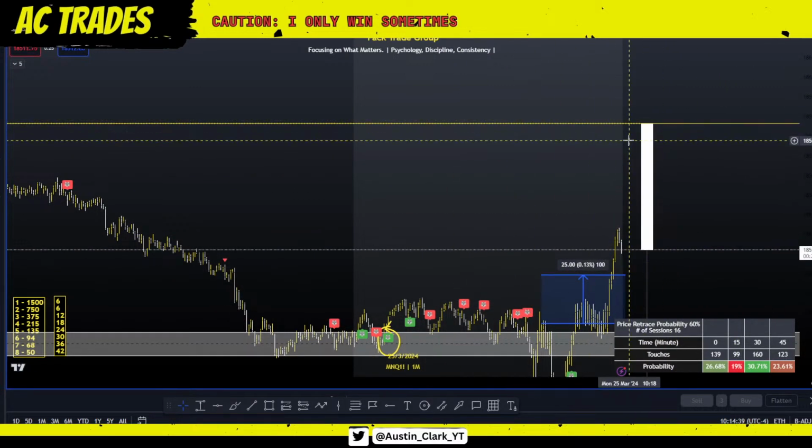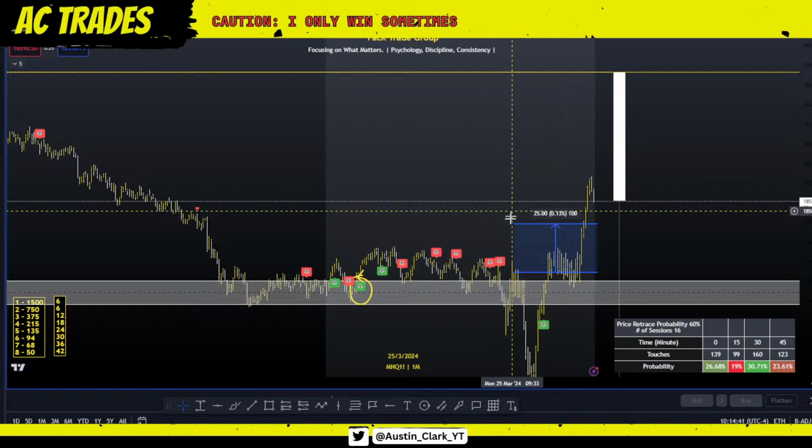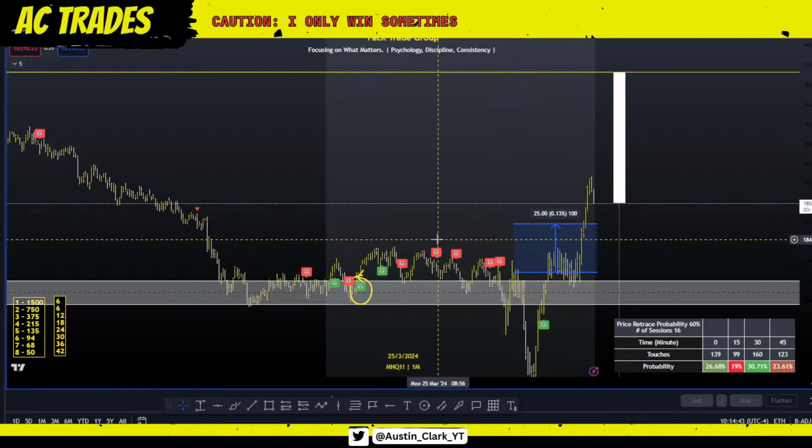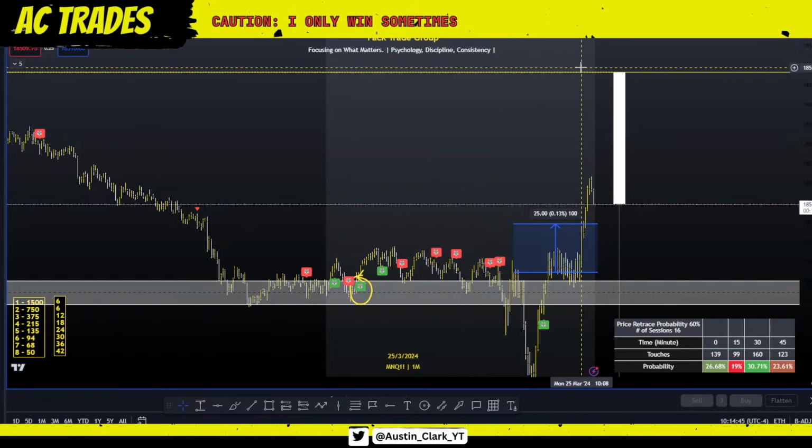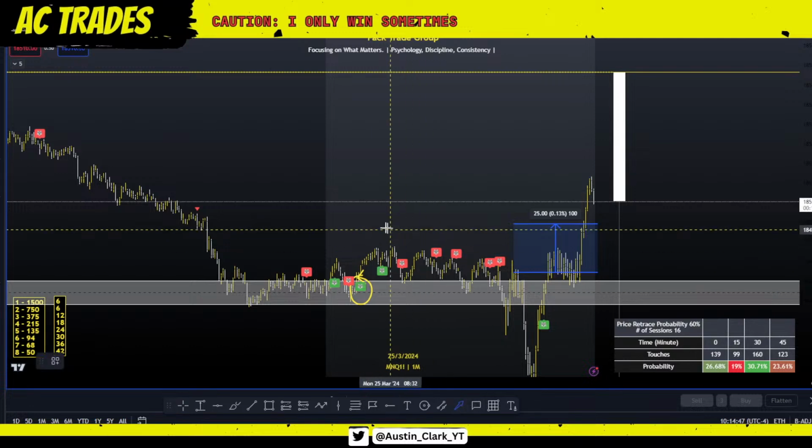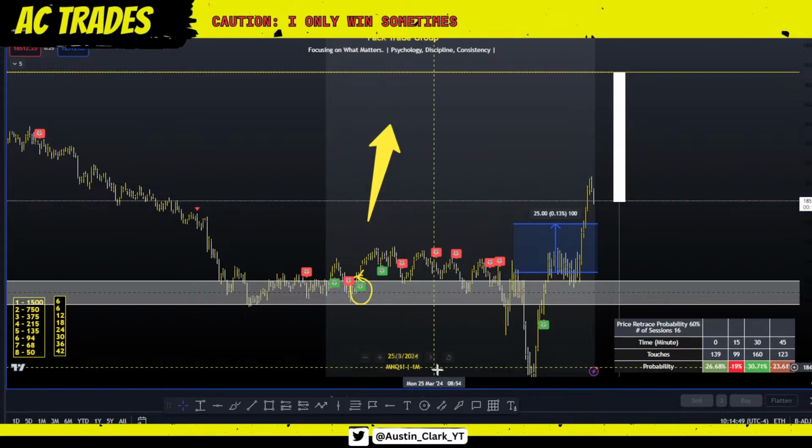If we're below midnight open, we have a 65 to 67% chance out of 10 plus years of data telling me that we're going to go up to here. That's number one. So number one is telling us we're going to go up.